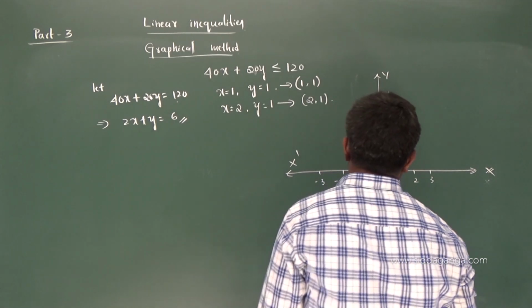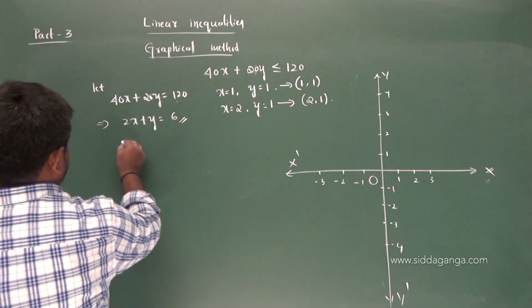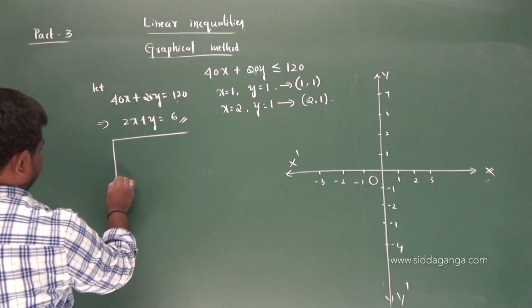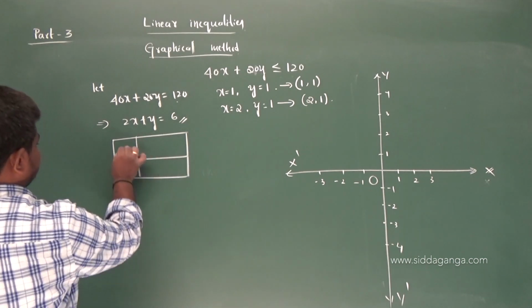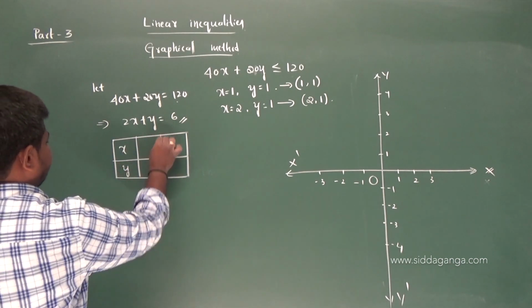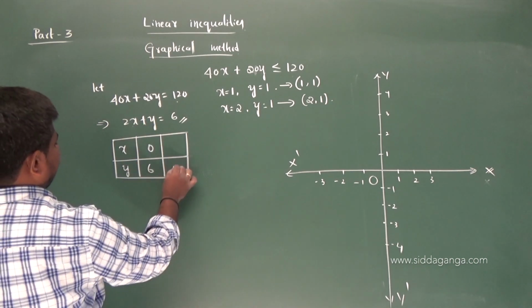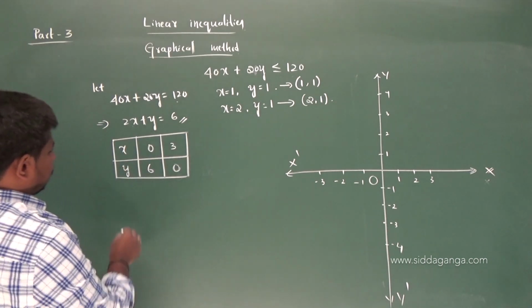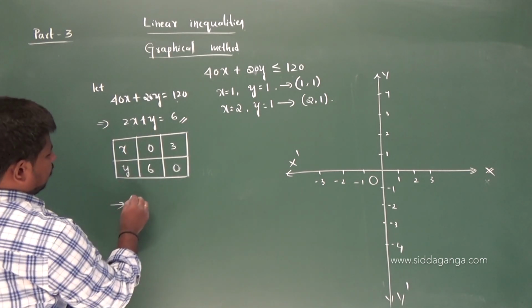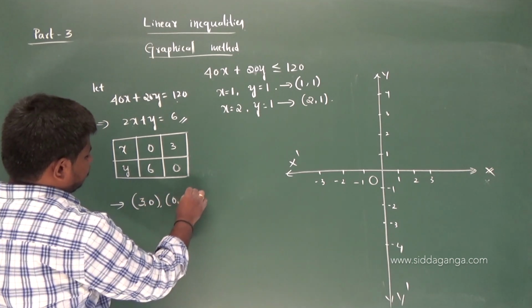First you have to draw the line 2x plus y is equal to 6. So now let's check what points it is passing through. For that you consider just 2 points. When x is 0, what happens to y? When x is 0, y becomes 6. When y is 0, x becomes 3. Right? So this line is passing through 3 comma 0 and 0 comma 6.